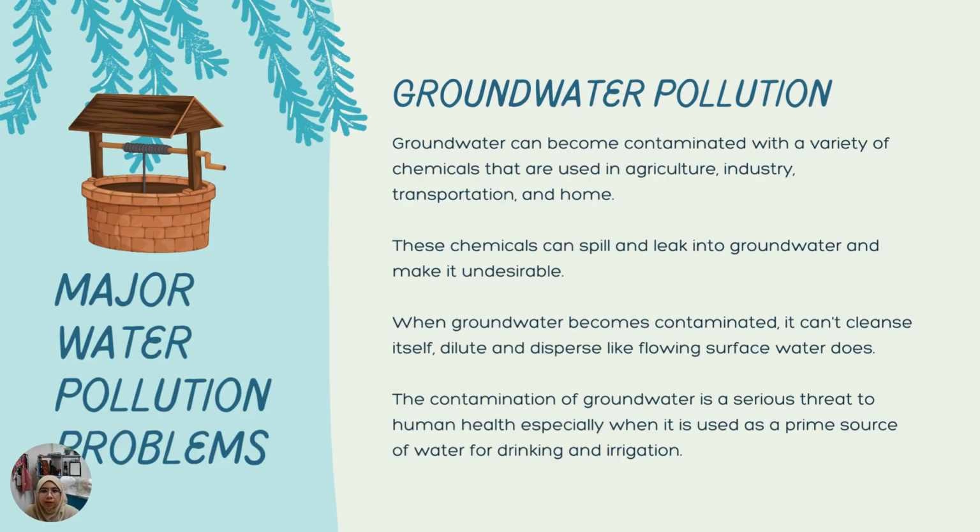Another water pollution problem is groundwater pollution. Groundwater can become contaminated with a variety of chemicals that are used in agriculture, industry, transportation, and homes. These chemicals can spill and leak into groundwater and make it undesirable. When groundwater becomes contaminated, it cannot cleanse itself, dilute, and disperse like flowing surface water does. The contamination of groundwater is a serious threat to human health, especially when it is used as a prime source of water for drinking and irrigation.